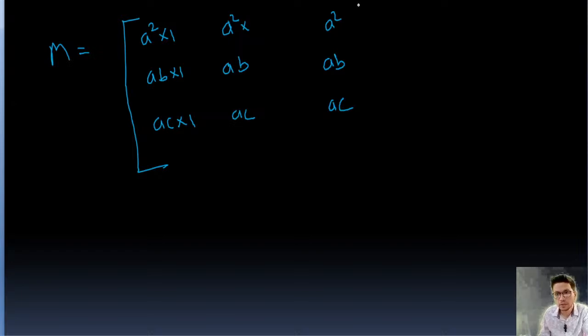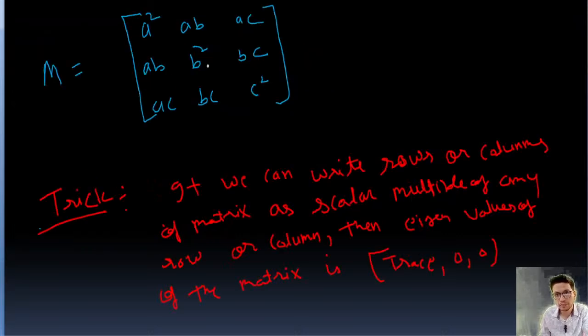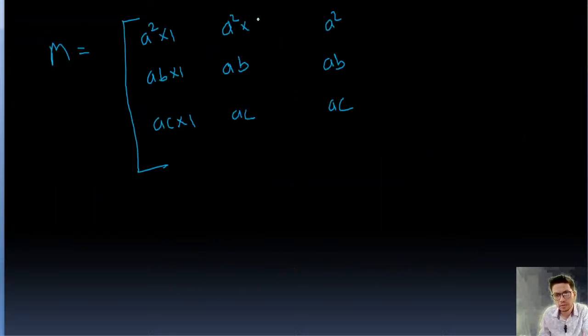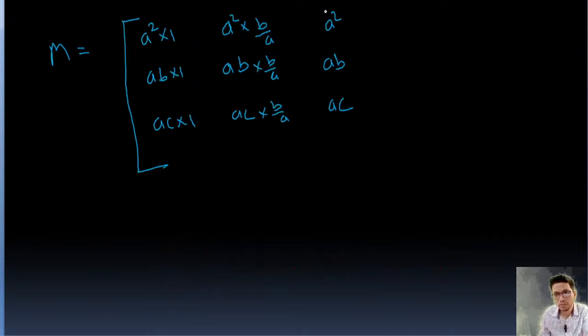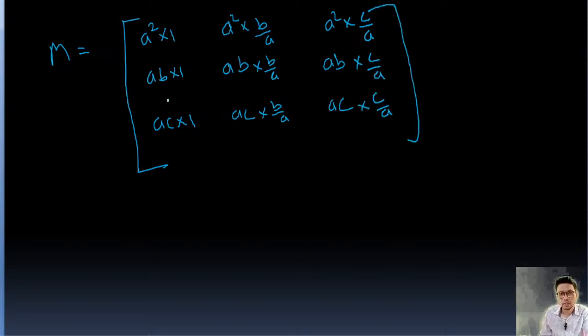Okay, so we can write this one. The first term is AB. AB means B upon A into A square, AB, AC. This is AC. AC means C upon A into A square, AB, AC. Okay. See, this is the any row.